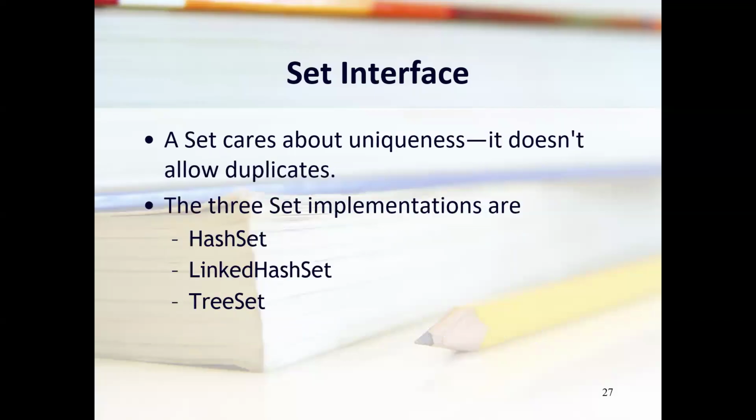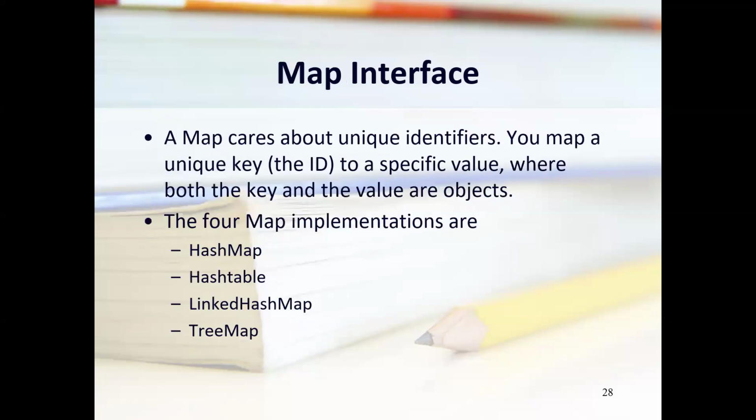Before that, set cares about uniqueness. Therefore, in a set collection, you can't have duplicates. The three set implementations are hash set, linked hash set, and tree set. Under the map interface, maps care about unique identifiers. A map has a unique key to a specific value, where the keys and values are objects. The map implementations are hash map, hash table, linked hash map, and tree map.